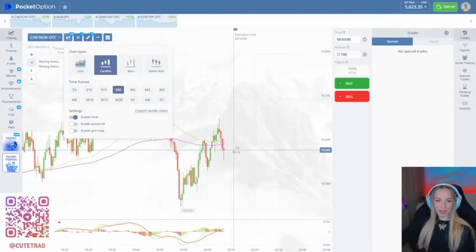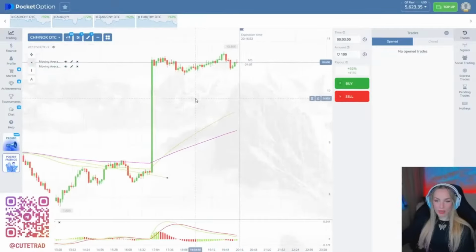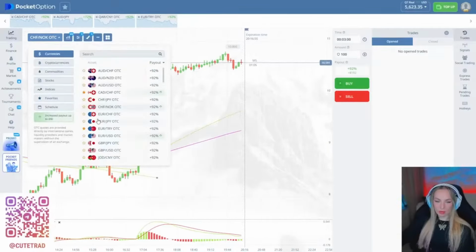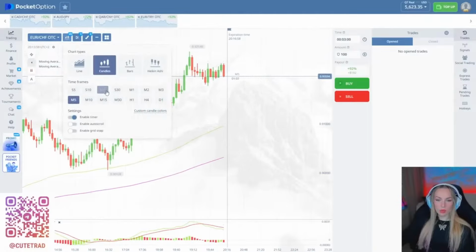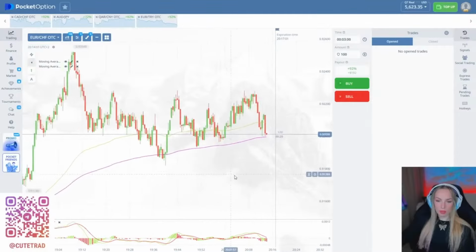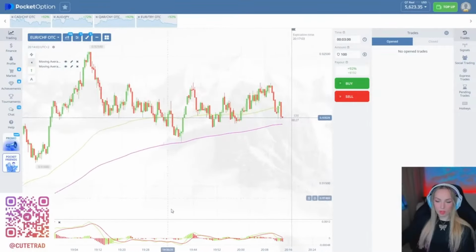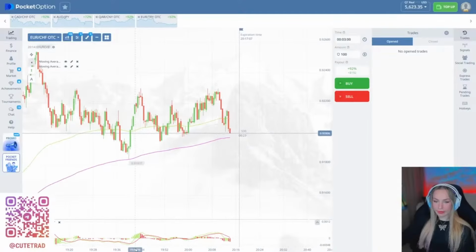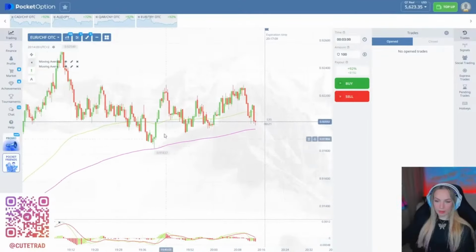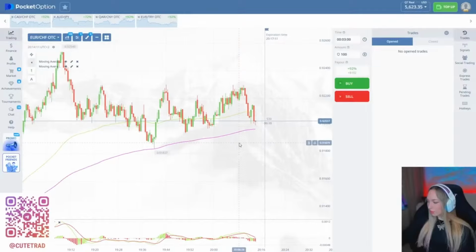And CHF and OK. No, this one no. I think we actually saw that already. Euro CHF is forming a signal to open the trade in the upward direction, even though I see there a lot of volatility. Let's see. And a very small range.